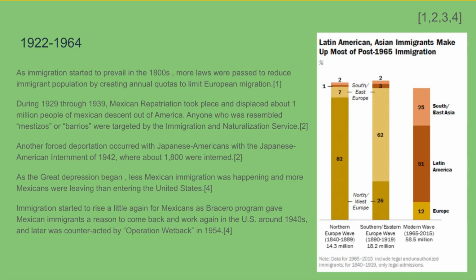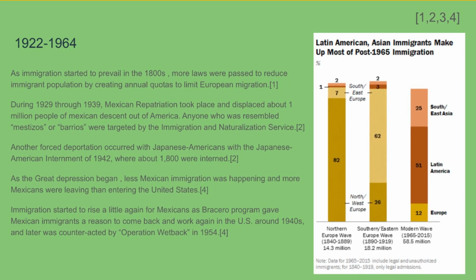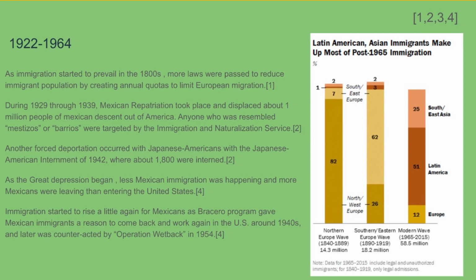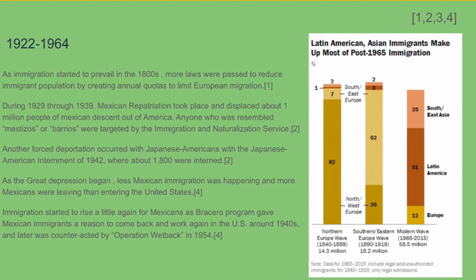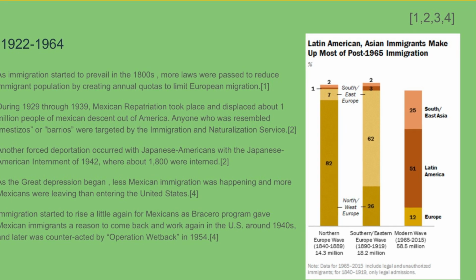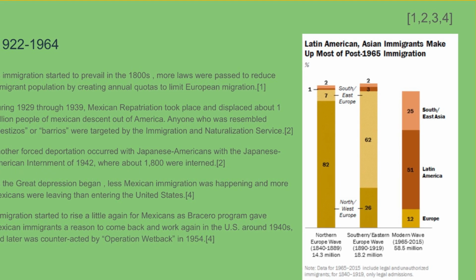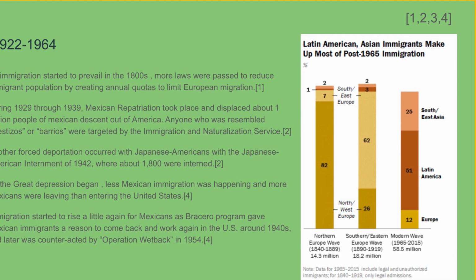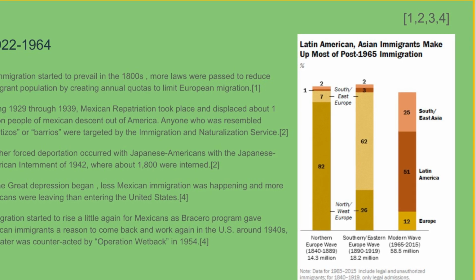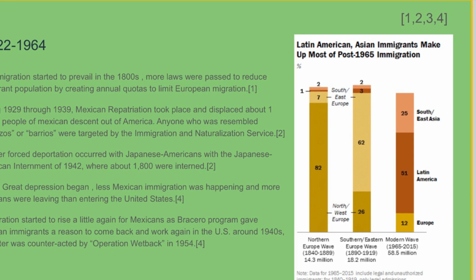Through 1929 to 1939, Mexican repatriation displaced many Mexican American citizens and immigrants. This was incredibly detrimental to anyone who looked like mestizos or barrios. People of Hispanic nationalities were targeted by the Immigration and Naturalization Service, which deported many immigrants, of which 60% were U.S. citizens. The reason for this unjust displacement was said to be due to the close proximity of the Mexican border in the U.S. and severely impacted the Mexican population in the U.S. at the time.